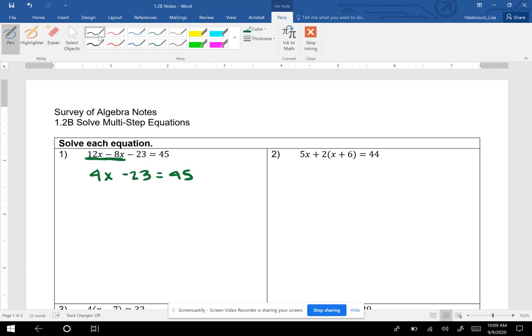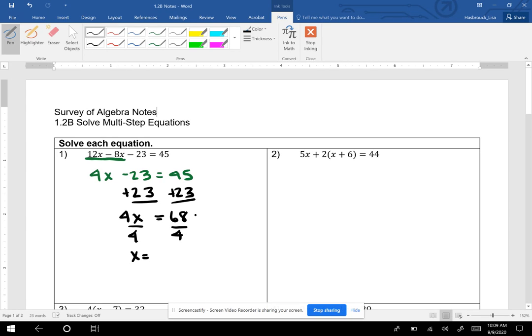Now we can move that 23 to each side by doing the opposite. So I'm going to add 23 below the minus 23 and then add 23 below the 45. I bring down my 4x equals 68. Now I'm going to divide both sides by 4.